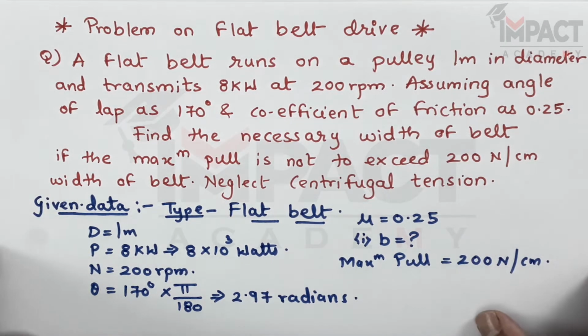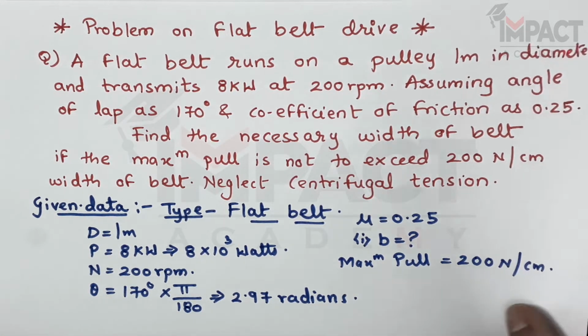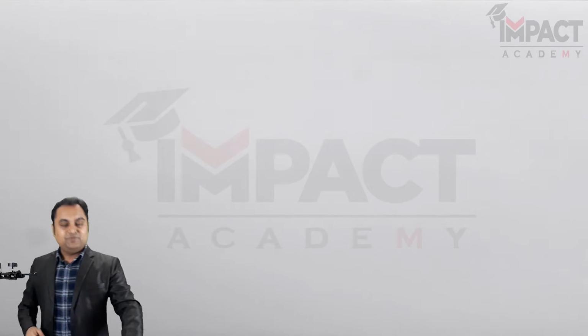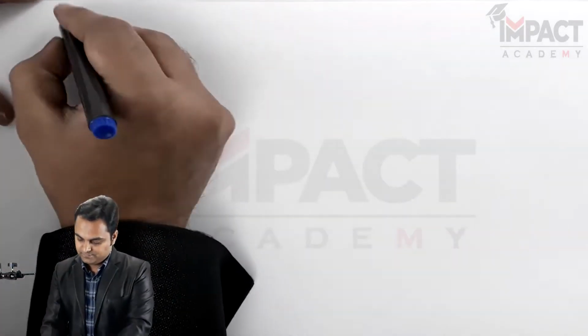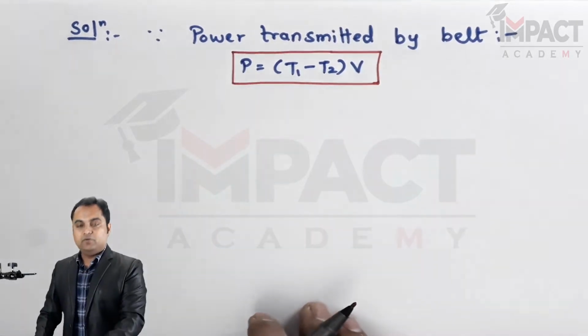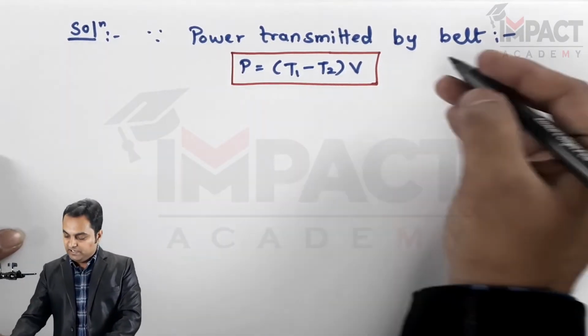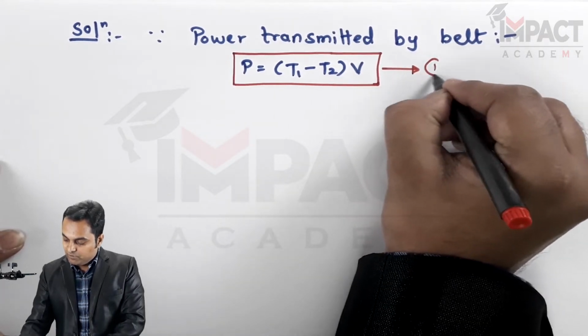Now starting with the solution part, first I'll use the formula of power transmitted because it is given. So let's get started with the solution part. The power transmitted by belt is given by T1 minus T2 into velocity of the belt. I am keeping it as equation number 1.